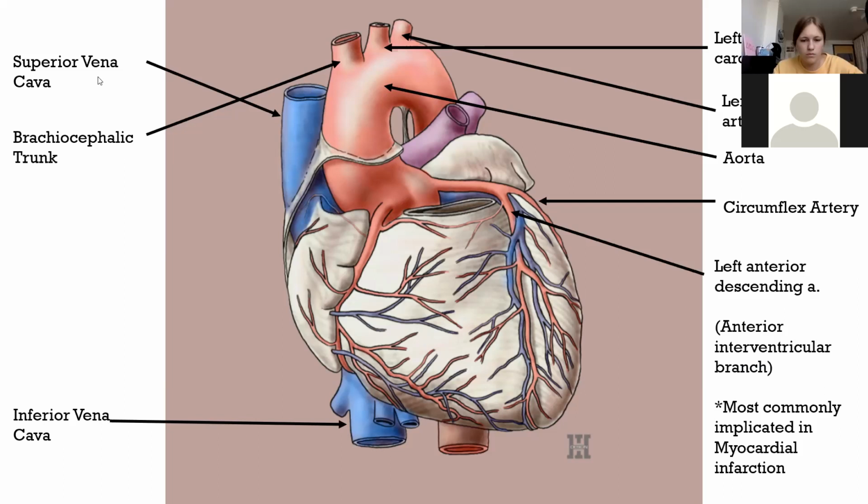So obviously, coming back to the aorta here, we have the aortic arch, and coming off of the aortic arch we have the brachiocephalic trunk, and then we have the left common carotid artery and the left subclavian artery. Off of the brachiocephalic trunk, it branches off superiorly and becomes the right common carotid artery as well.